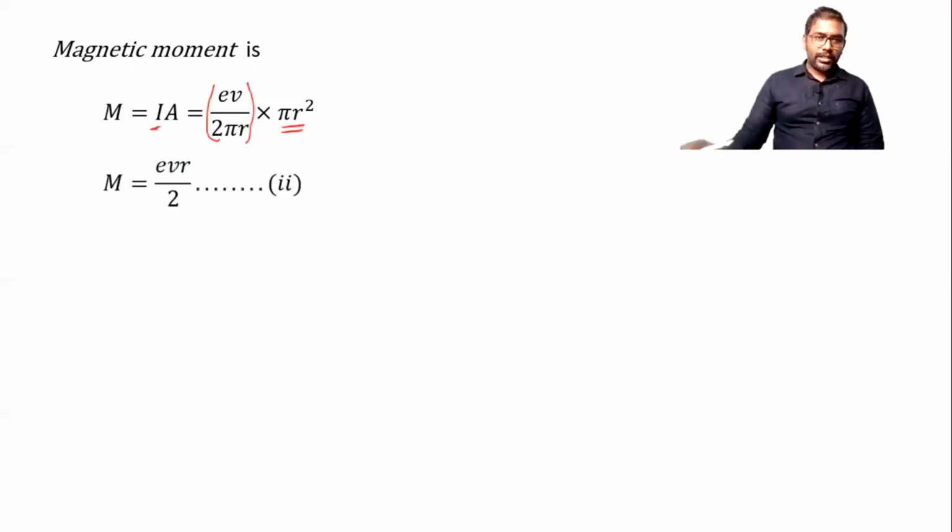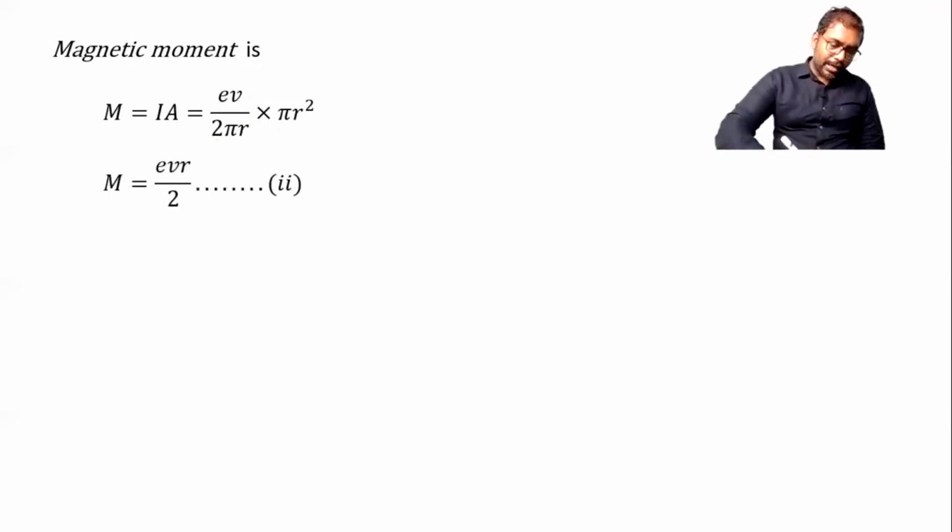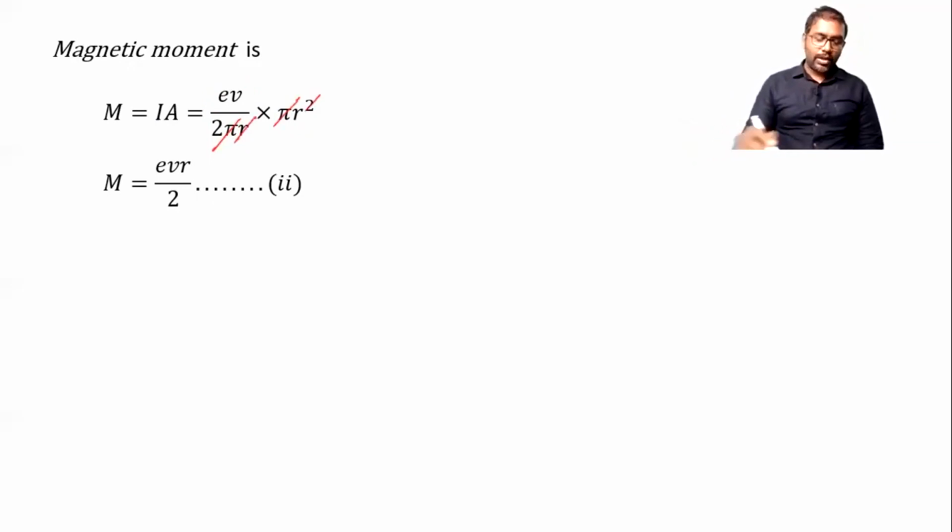So this is the magnetic dipole moment. Then pi and pi get cancelled, and one r gets cancelled. So we get the formula evr by 2. This is the final expression for the magnetic dipole moment of a revolving electron. In a previous board exam, the question was asked: obtain an expression for the magnetic dipole moment of a revolving electron. Then you have to write up to this.